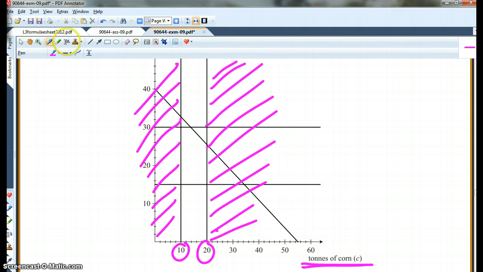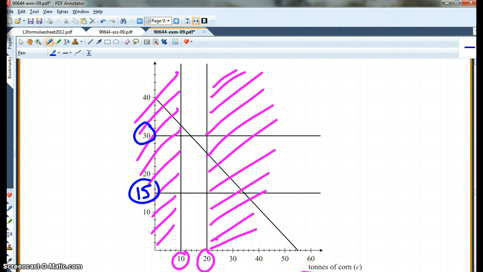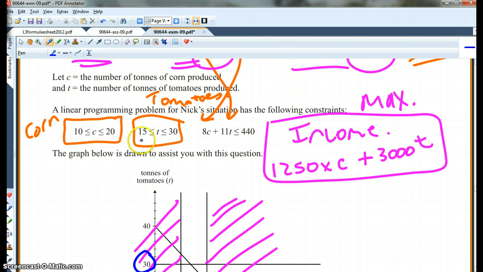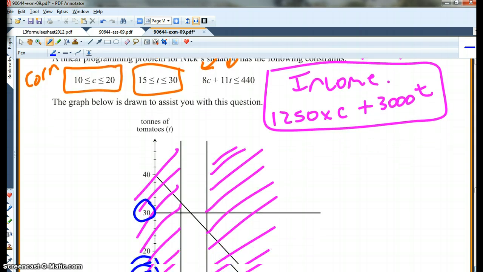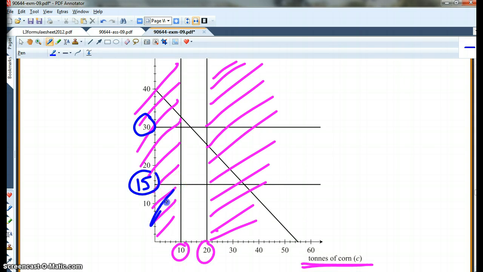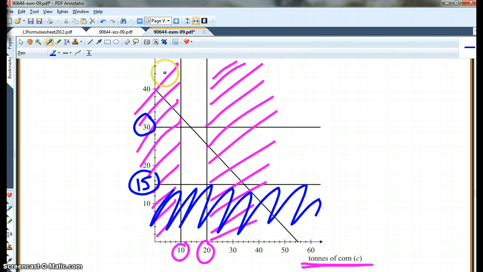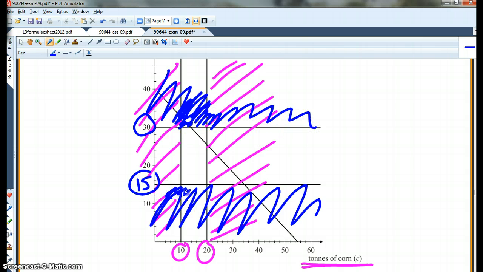And then, if I just grab another colour, we're looking here at the 30 and 15. And what did we have to do with tomatoes? Our tomatoes had to be between 15 and 30. Yeah, so we can't have below 15 and we can't have above 30. So that's all shaded out. So at the moment we've got this box in the middle. Okay, so what's our next one?